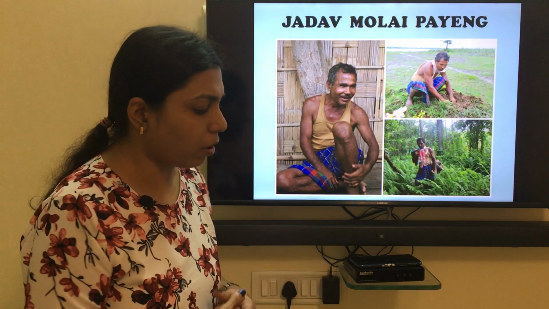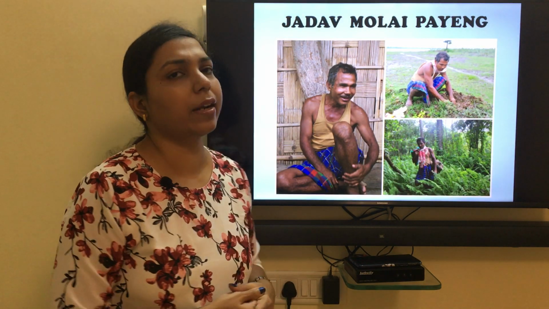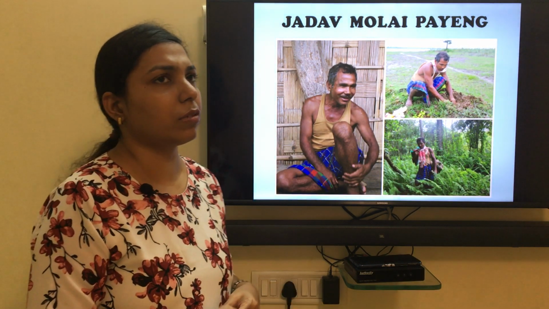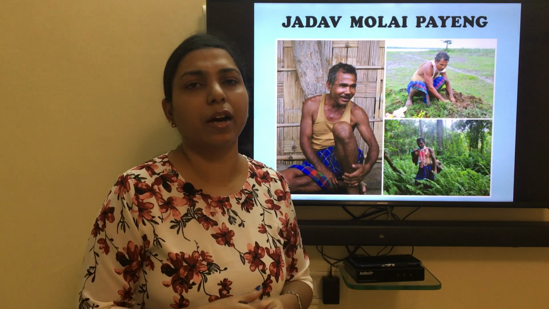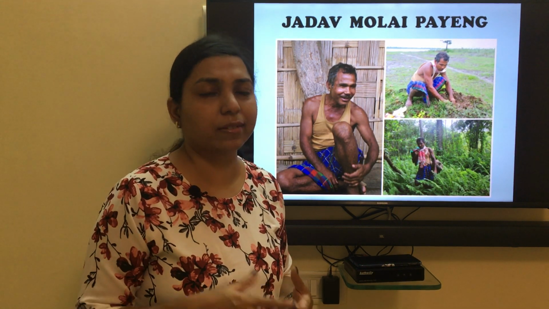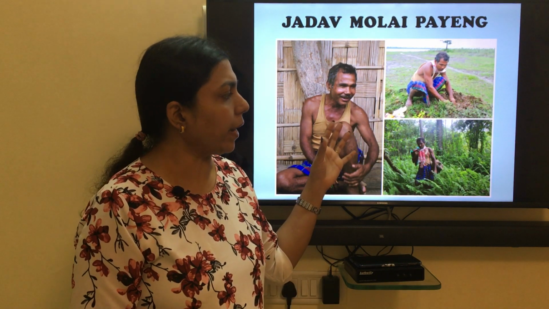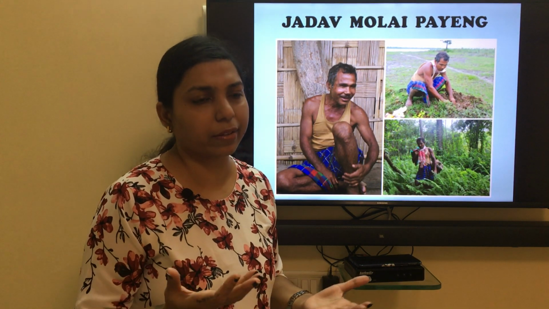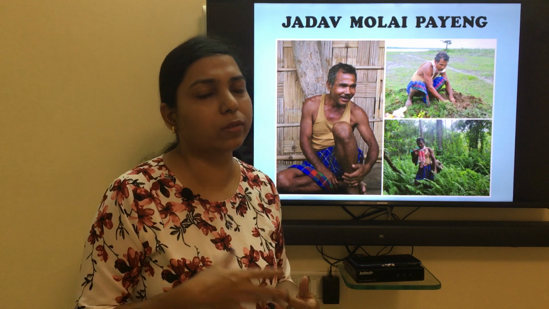There is this beautiful story of this particular person, Jadav Molai Payeng. He lives in Assam. Many years ago there was a flood in the river Brahmaputra, and due to that the snakes which were present around that area started dying because they did not have any place for survival. At that time this person was just around 16 or 17 years old, and he saw those snakes die, and it bothered him a lot. So he decided to do something about it.